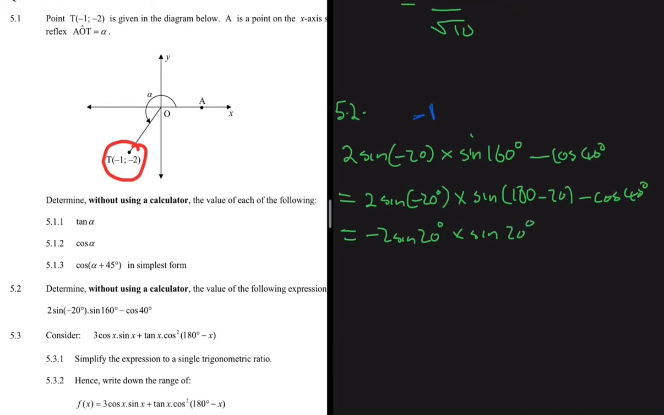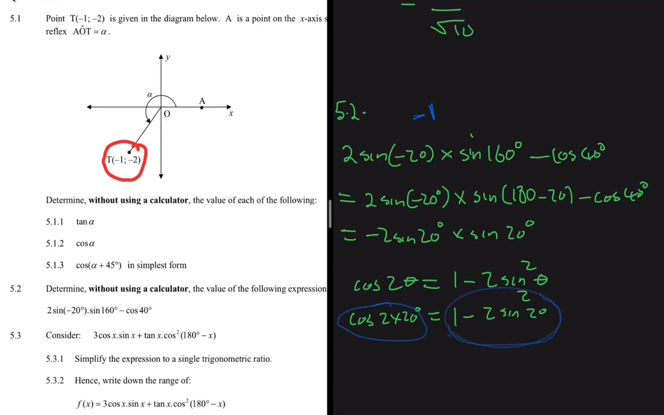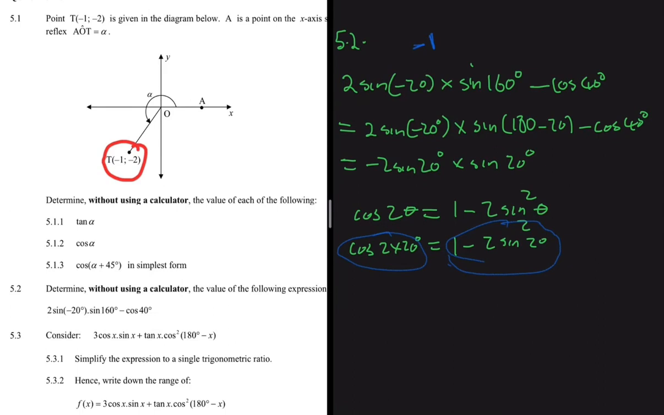And then now let's look at cos of 40 degrees. We know that cos of 2 theta is equal to 1 minus 2 sine squared of theta, right? Here we have 40 degrees, right? So cos of 2 multiplied by 20 degrees is equal to 1 minus 2 sine squared of 20 degrees. So in place of cos of 40 degrees, we can put 1 minus 2 sine squared of 20 degrees, right? So let's go ahead and apply that idea.